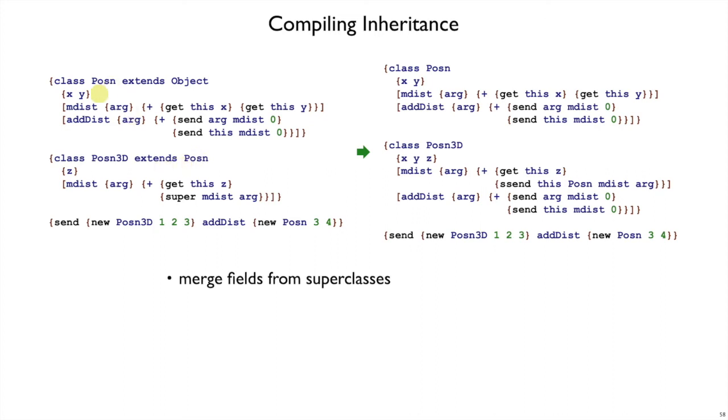It has to copy down the fields of the superclass into a revised definition of this new class Posn3D. It needs to change any super calls to send calls. So where we had super mdist here, that means mdist of the Posn class. And so we change it to send of mdist in the Posn class. And finally, this compiler will need to merge and override methods. So Posn3D is supposed to get an addist method, so our compiler will just copy down the addist method from the superclass down to the subclass. Meanwhile, it'll have to notice that mdist is replacing the existing mdist, so this one shouldn't be copied down, it's just replaced as part of the merge.